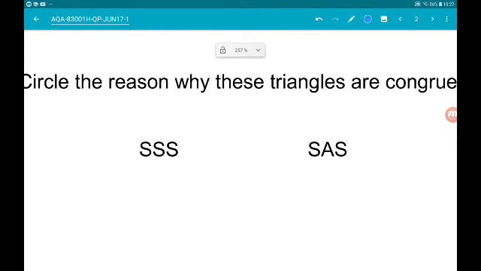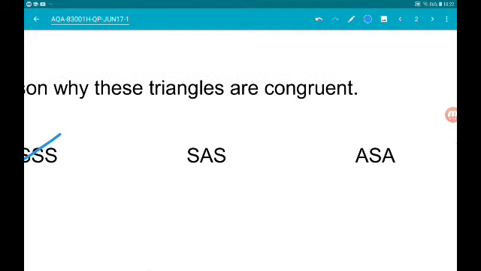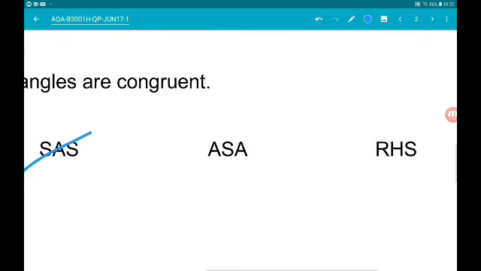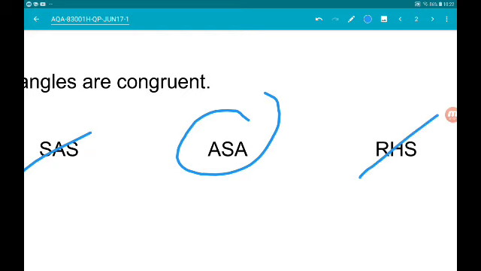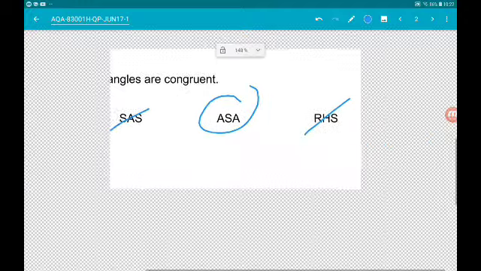So, SSS is side, side, side. Nope. SAS is not special forces, it's side, angle, side. So, nope. ASA is angle, side, angle. Winner, winner, chicken dinner. RHS is right angled, hypotenuse, side. So it's not that.